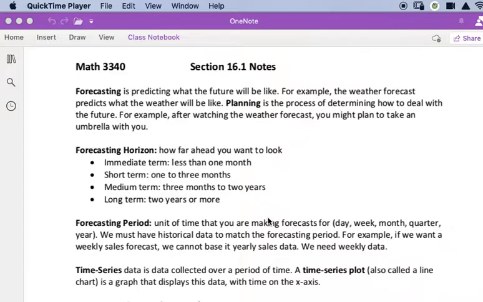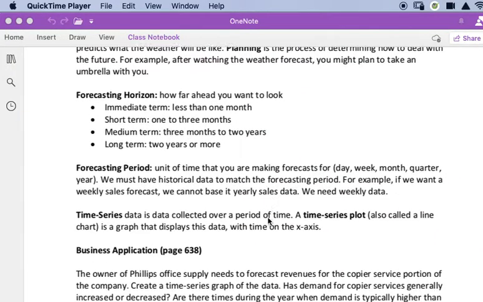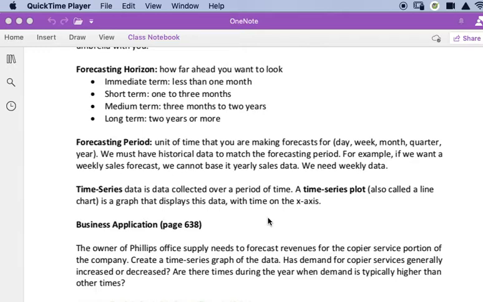Time series data is data collected over a period of time. And we can make a time series plot, which is also called a line chart. It's a graph that displays this data, and time is always on the x-axis with a time series plot.